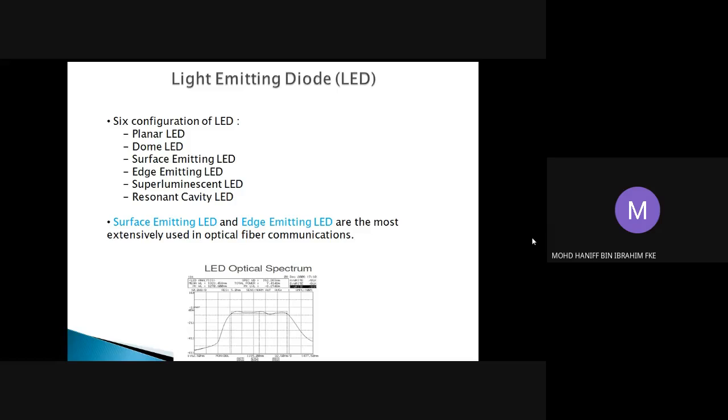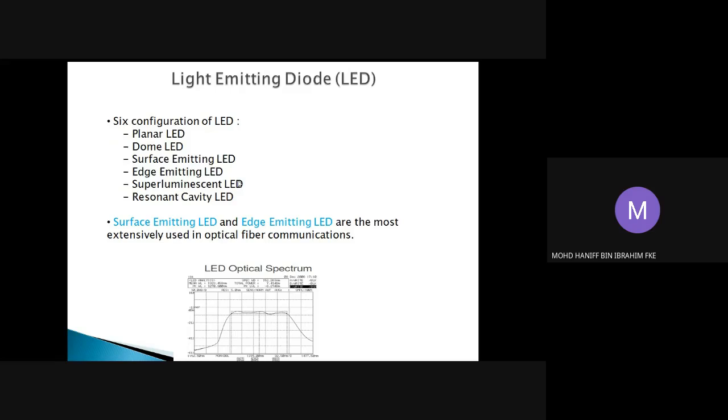All right, so this is basically the configuration of the LED. There should be 6 configurations of LED that we can have. We can have the planar LED, dome LED, surface emitting, edge emitting, superluminescence, and resonant cavity. I'm not going to go into detail on all of these 6 configurations; you can read about them on your own from the textbooks or other sources. But most of the time in optical fiber communication, the interest will only be in these 2 types, which are the surface emitting and the edge emitting LED.